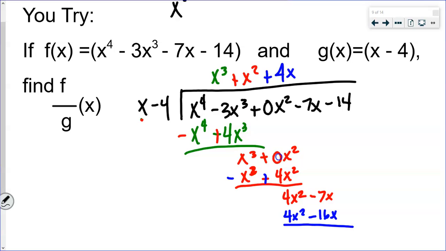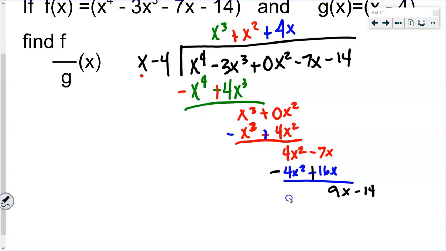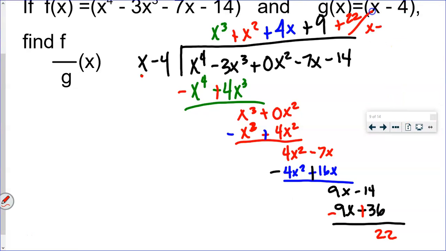Once again, we are changing the signs of everything so that we can subtract it. So that's going to give us 9x here minus 14. And so what do we have to multiply by x to get 9x? That would be plus 9, right? So we get 9x here, and 9 times negative 4 is negative 36. Recalling once again that we are subtracting this, so we're changing both signs, and that gives us 22 here, which is our remainder. So this is going to be plus 22 over x minus 4. So that's our answer for this one, guys.